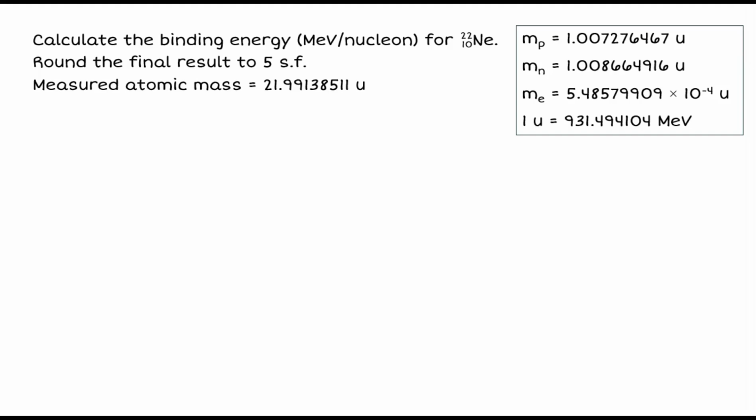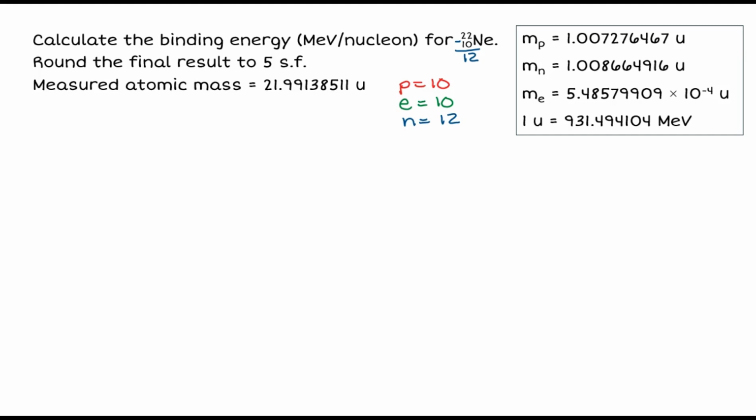Okay, let's work on our example. The first thing we need is to know how many particles of each type we have. And we can see here from the isotope notation for neon-22 that it has atomic number 10. So we have 10 protons and 10 electrons. We need to calculate the number of neutrons, and we're going to do that directly on the symbol. So we subtract, this is a little trick, A minus Z, so 22 minus 10 gives us 12. So we have 12 neutrons.